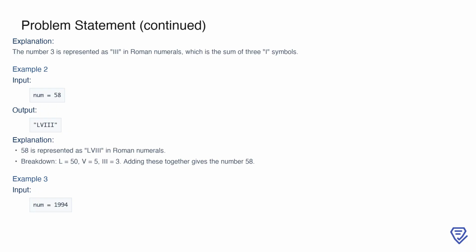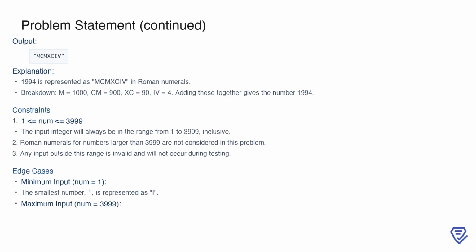For a larger number like 1994, we have a more complex combination of Roman numerals. For the input 1994, the output is MCMXCIV. The breakdown of this representation is as follows: M represents 1000, CM represents 900, XC represents 90, and IV represents 4. Adding these values together yields 1994.